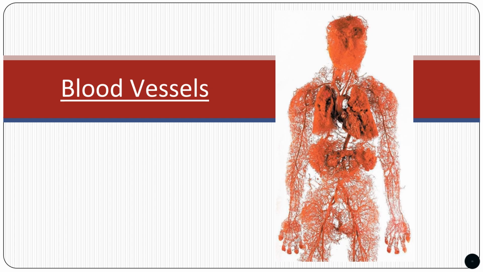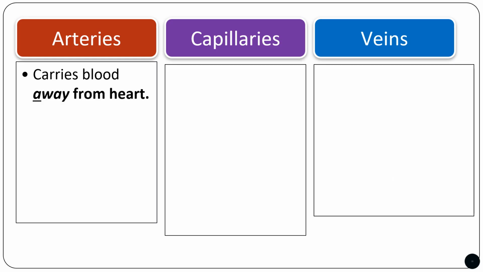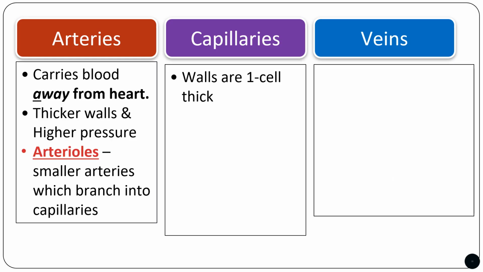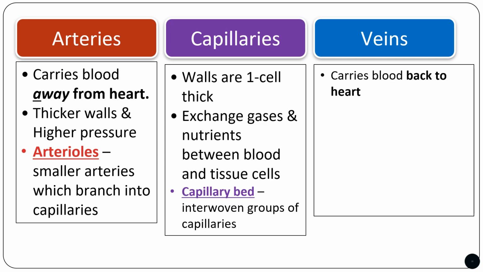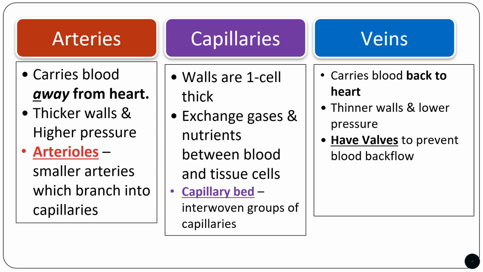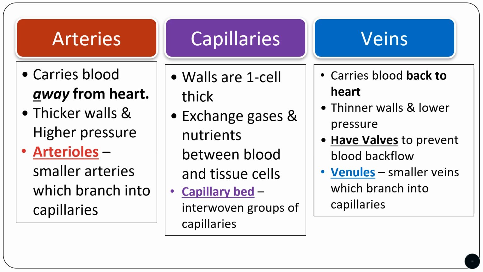All right, now let's spend just a minute talking about our blood vessels. So we have arteries, capillaries, and veins. The arteries carry blood away from the heart. This is our oxygenated blood. They have thicker, more muscular walls and higher pressure. The arterioles are the smaller arteries, which branch into the capillaries. So each of these will have very big vessels that pass down and branch out to smaller vessels, and then smaller, and then get big again.